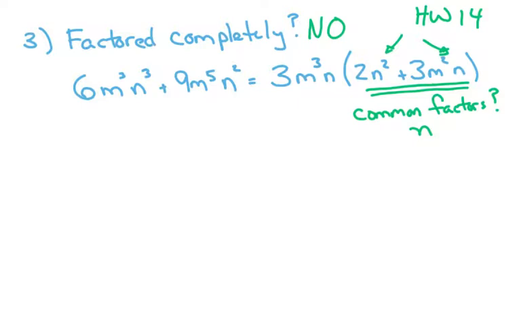What should we have factored out? We should have factored out 3m cubed n squared, and that would leave 2n plus 3m squared.